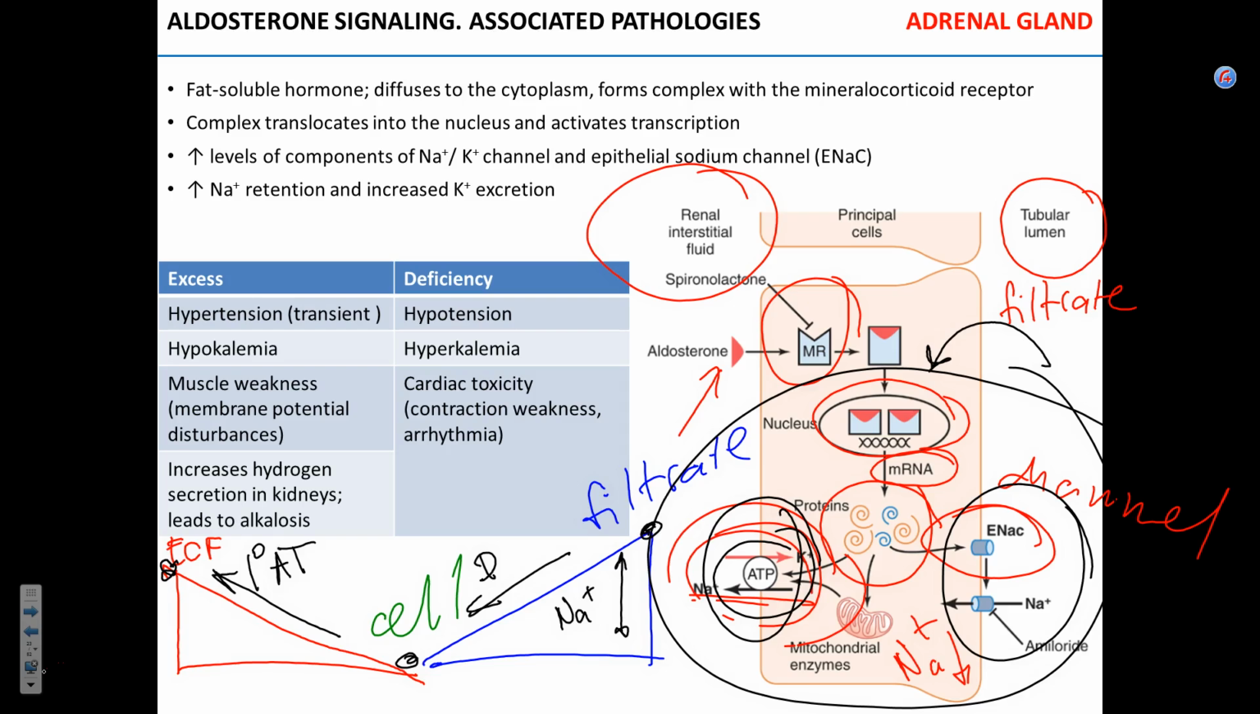You got it right here. So that system also allows you to maintain low concentration of potassium outside of the cell.